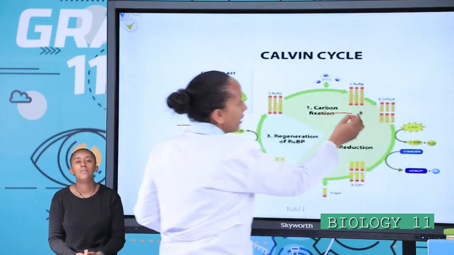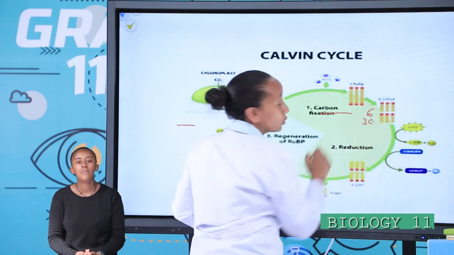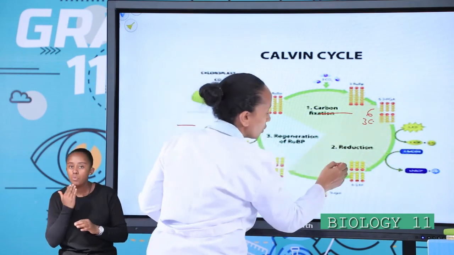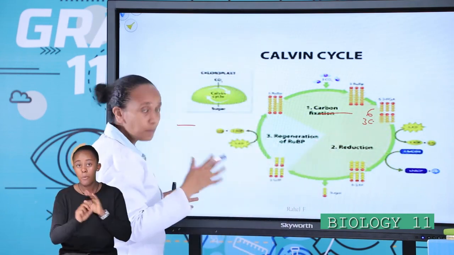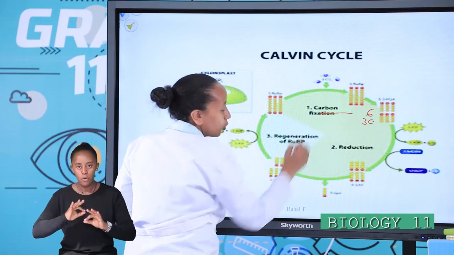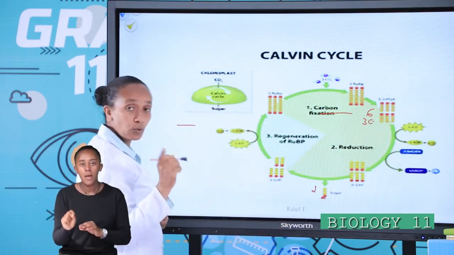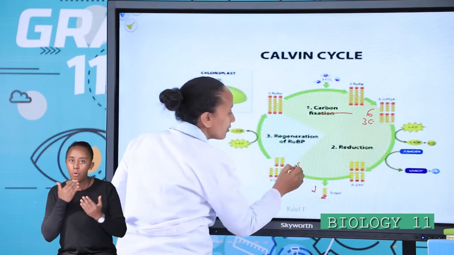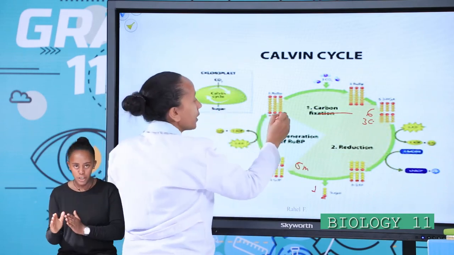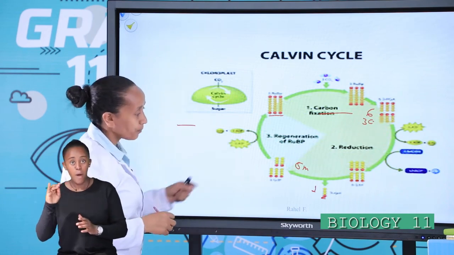If you look at the cycle, here we have 6 molecules of 3-carbon sugar. 6 molecules of 3-carbon sugar, and they become reduced into another product, but the same number of molecules. But what will happen? From 6 molecules, 1 molecule is used as a precursor for glucose formation, and the remaining 5 molecules will rearrange themselves to form ribulose biphosphate, the starting material.